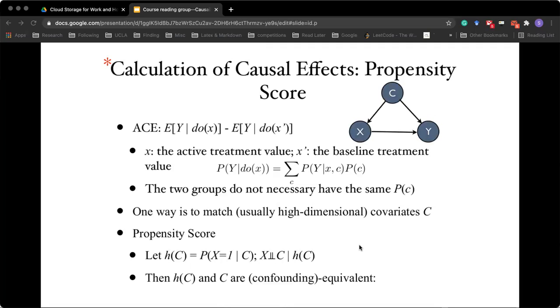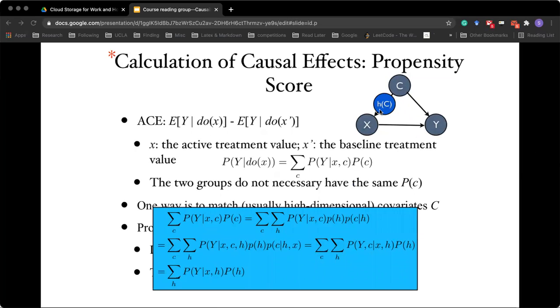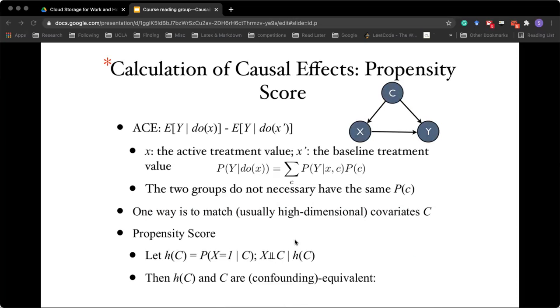Here we reduce the high dimensional to just one scalar. We can see that given this H, X and C become conditionally independent, because H is the probability of X equals one given C, so we can just put this node here. Y is a collider here, and H is the only variable that can d-separate C and X. So given H, X and C are independent.